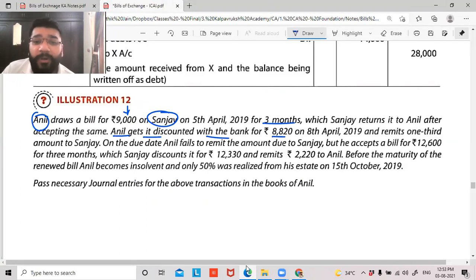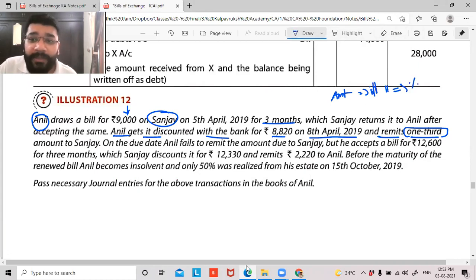Anil gets it discounted with the bank for 8,820 on 8th April 2019 and remits 1/3. So here, they've given the fraction. I told you, either they'll give you the amount like illustration number 11, using which you calculated the percentage or fraction. In illustration number 10, they gave you the percentage. And in illustration 12, they're giving you the fraction. So any one of these three has to be there in order to do the question comfortably.